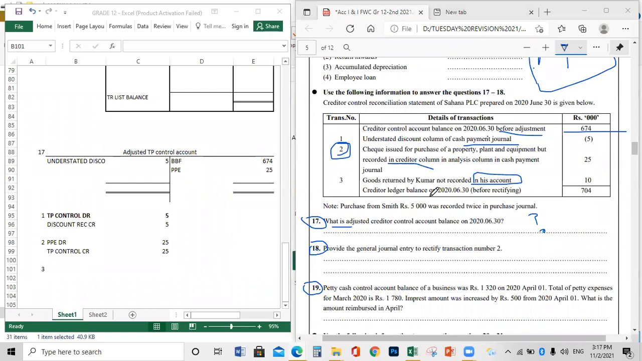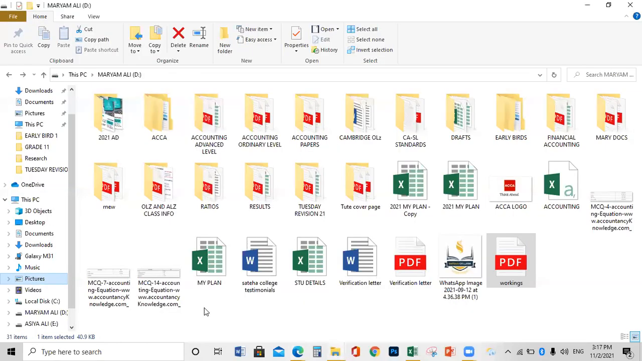Okay, so if there is any individual error, or any error done in the individual ledger account, you will show it in the reconciliation statement. If there is a mistake in the control account only, you will show it in the adjusted control account. But here the mistake is in the personal ledger, so you will not show it here. So that is how, guys, you are going to record. The third one will not be recorded here.